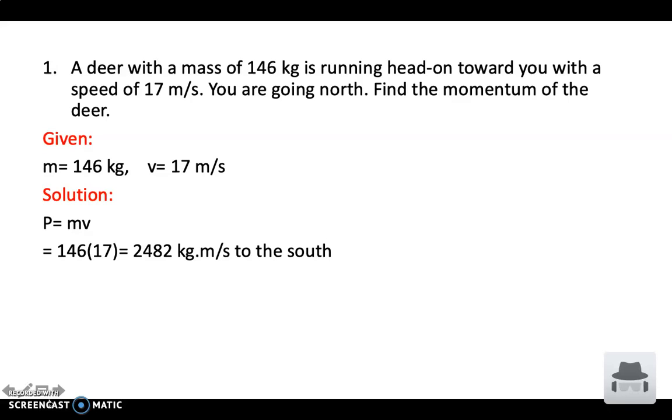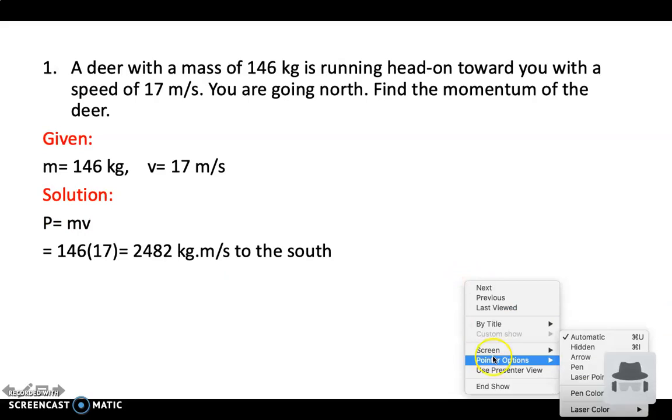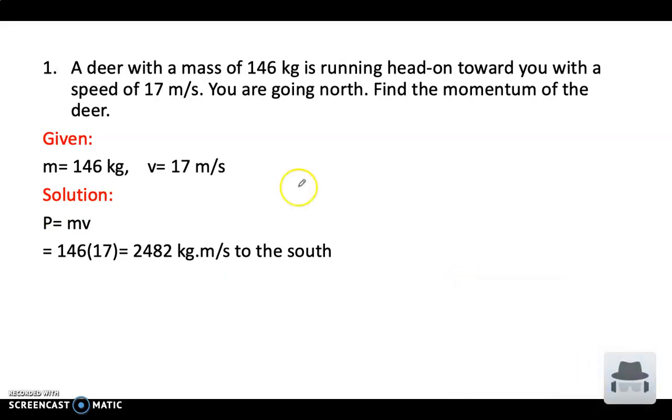So, the first question, you have a deer with a mass of 146 kilogram. The symbol of mass is m, so you have m here. I want to use the pen, I'll show you. So here you have the mass, m, 146, with a velocity, the speed, the symbol of speed is v, 17 meter per second, and going north. So it is running head on toward you. You're going north.